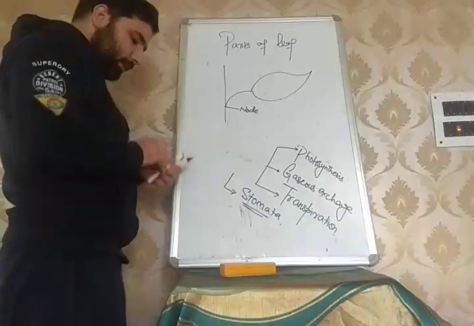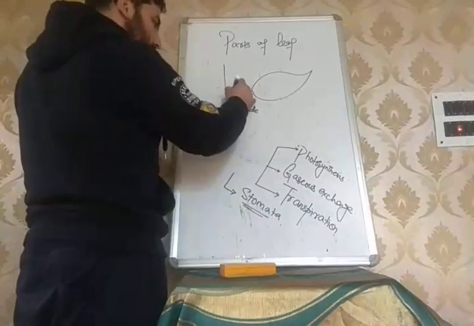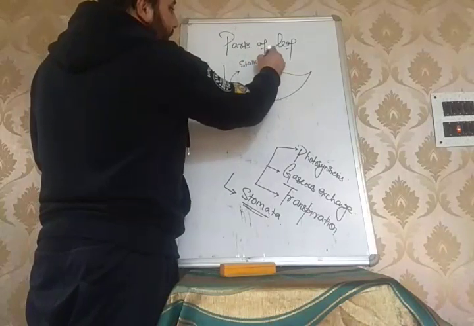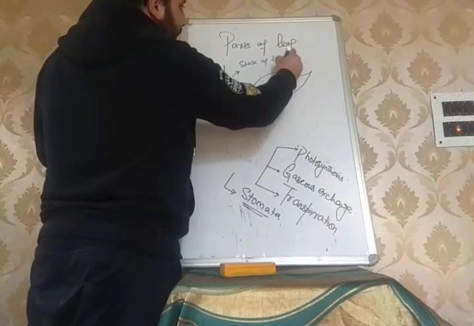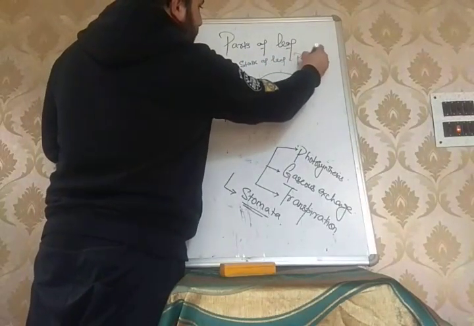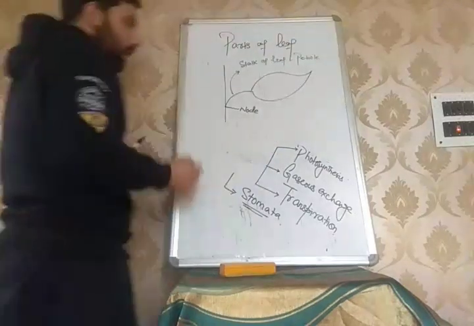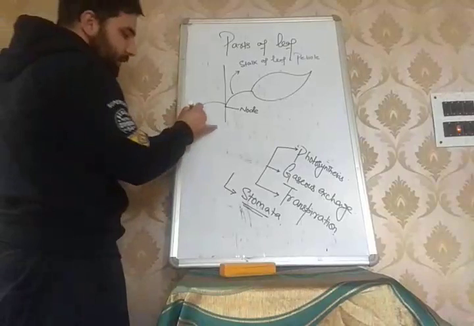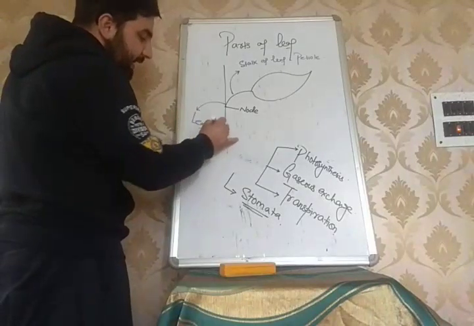Now this portion, the stalk of leaf, this structure is called the stalk of leaf, and this stalk of leaf is called the petiole. The point of attachment of petiole to the stem is called the leaf base.